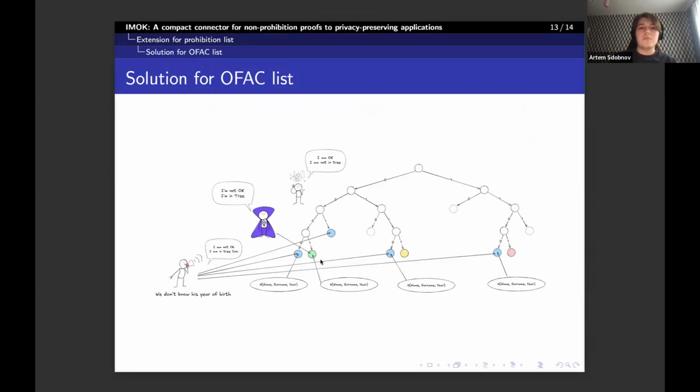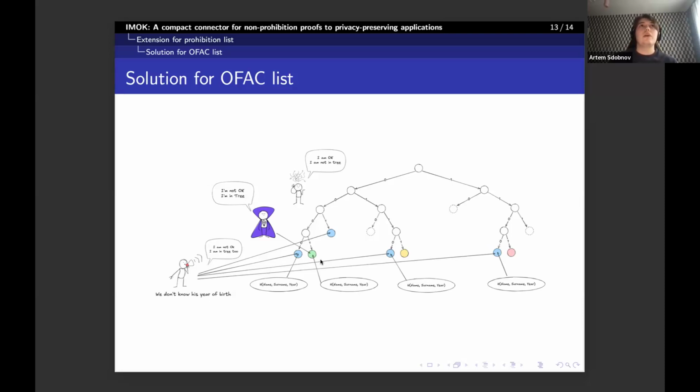We've seen that many people in this list have their year of birth, but not all. Therefore, for people who don't have their year of birth, we add many leaves, like 100, for each possible year of birth, like in a range of 100 years. So any people from the sanction list won't be able to participate in voting.